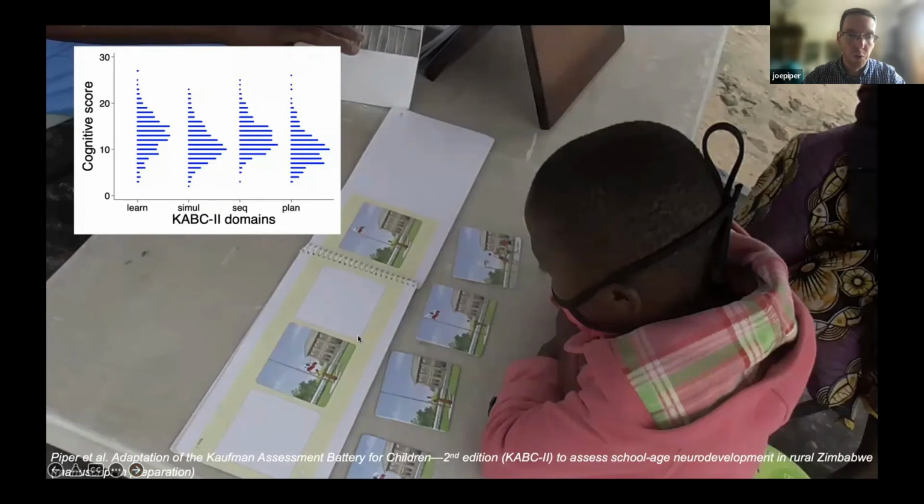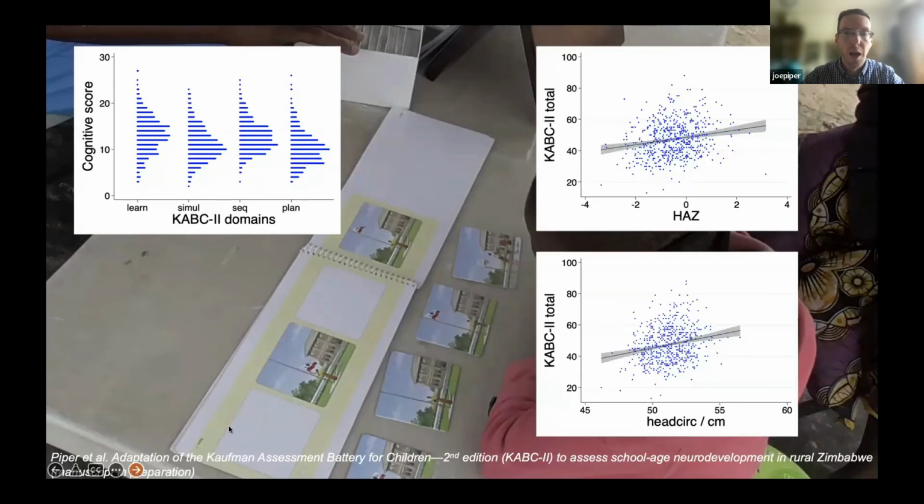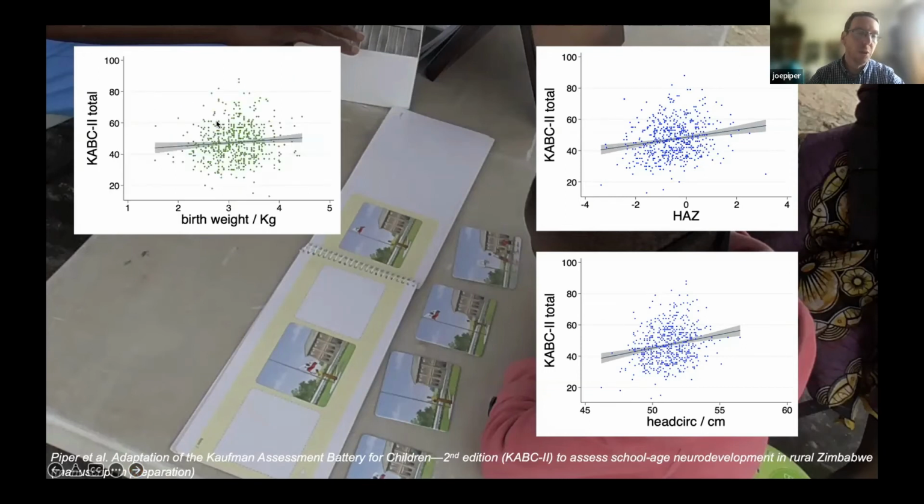Here's another Kaufman test, a slightly trickier one: which one goes here to make the complete story? It's actually the man putting up the flag, and then this one, which is just off the picture, goes there to put up the flag. You can see again that height and head circumference, so current anthropometry and current growth, is also highly associated with how these children do in their Kaufman assessments overall. But even so, there's still a very small but significant effect of birth weight.